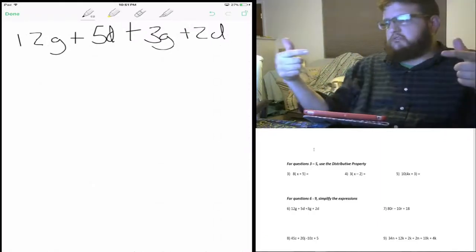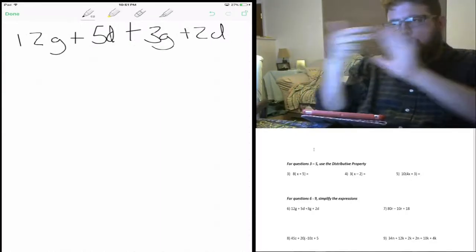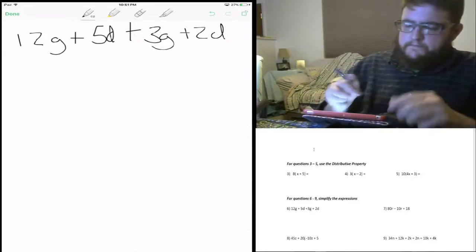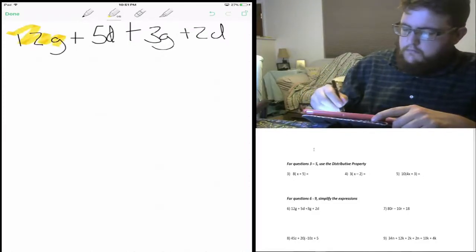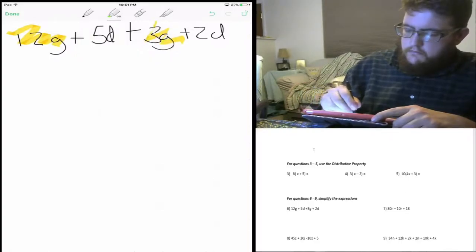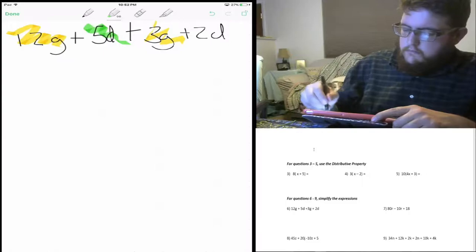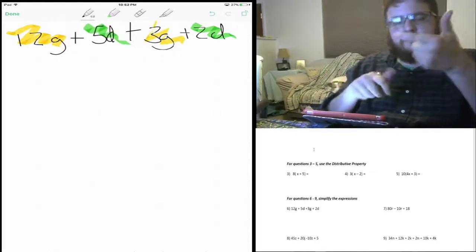So first things first, let's identify our g's and our d's and group them together so that we can combine the like terms. So I'll go ahead and highlight the ones that are the same. So this is a g and this is a g. And this is a d, and this is a d. Okay, so let's rewrite this so our terms are together. That way they can be added.